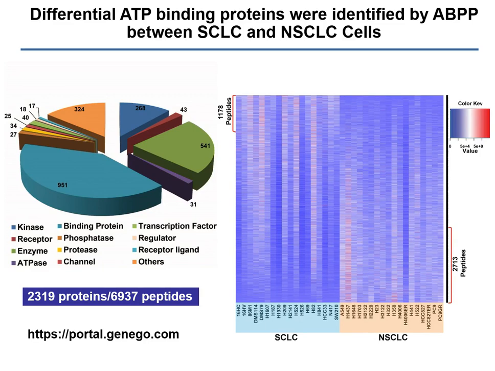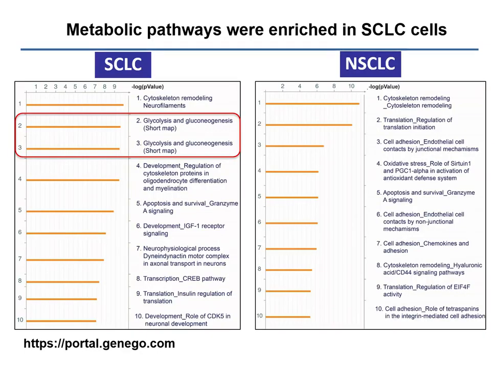We identified a total of more than 16,000 differentially expressed proteins between small cell lung cancer and non-small cell lung cancer. We did the pathway enrichment analysis, and here lists the top 10 pathways in the two cell line types. The top 2 and 3 significant pathways in small cell lung cancer are related to glycolysis. And the top 10 pathways in non-small cell lung cancer are mostly related to cell adhesion, with no metabolic pathways. So the metabolic pathway enrichment in small cell lung cancer drew our attention.